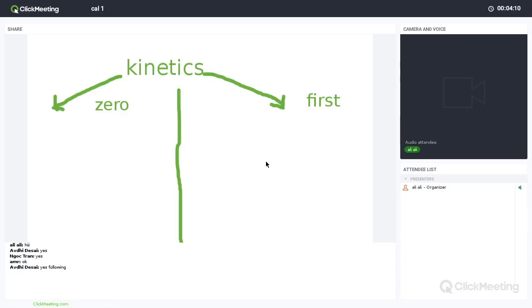Here, this one is the curve for the zero order. The first order looks like this. Most of our equations and most of our calculations will be first order. However, we have to differentiate between both of them. Here in the horizontal axis, we always have the time. The vertical axis is the concentration.